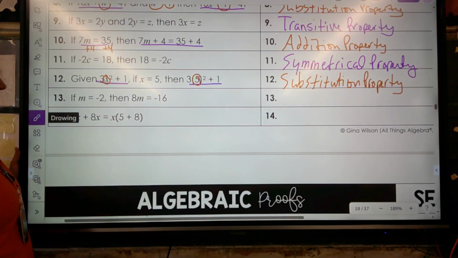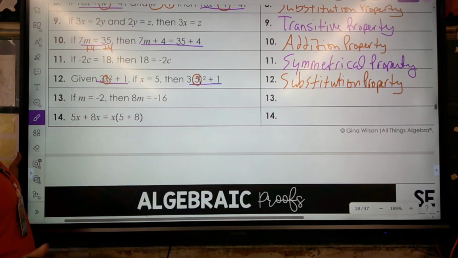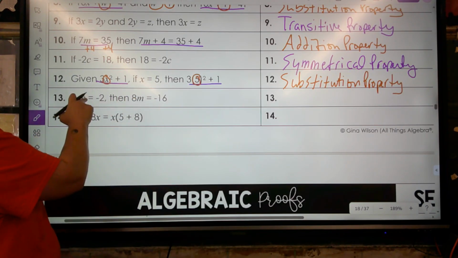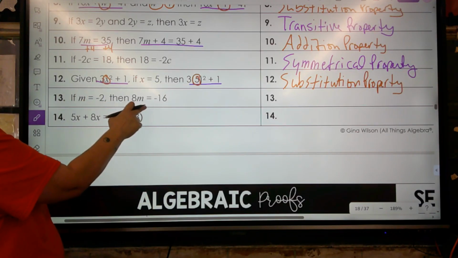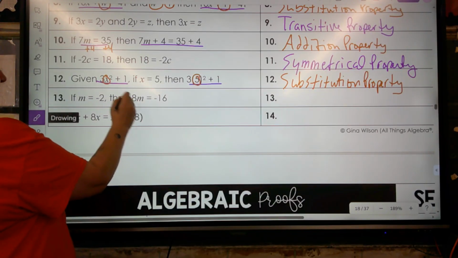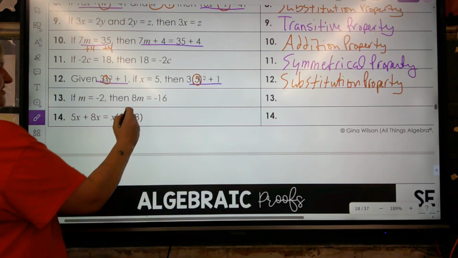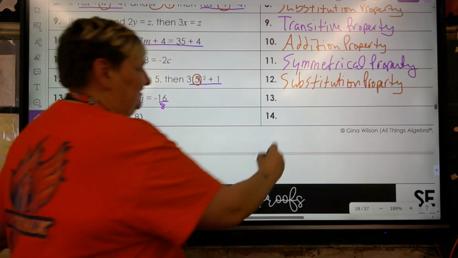13. If m equals negative 2, then 8m equals negative 16. All right, so this one is flipped, but it's asking the same thing. How did we get from here to here? How did we use this to get from here to here to here? Okay, so to get from here to this, to find out what m was, we divided both sides by 8. Division property.